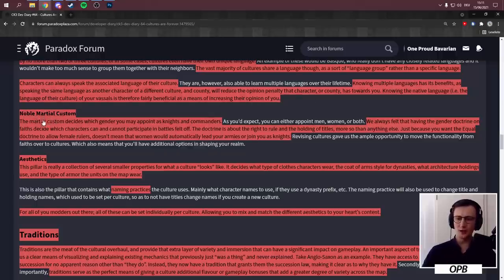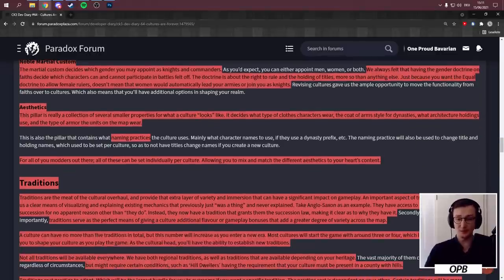Now let's talk about the noble martial custom. The martial custom decides which gender you may appoint as knights and commanders. We always felt that having the gender doctrine on face decide which characters can and cannot participate in battles felt off. The doctrine is about the right to rule and the holding of titles more so than anything else. Just because you want the equal doctrine to allow female rulers doesn't mean that women would automatically lead your armies or join you as knights.